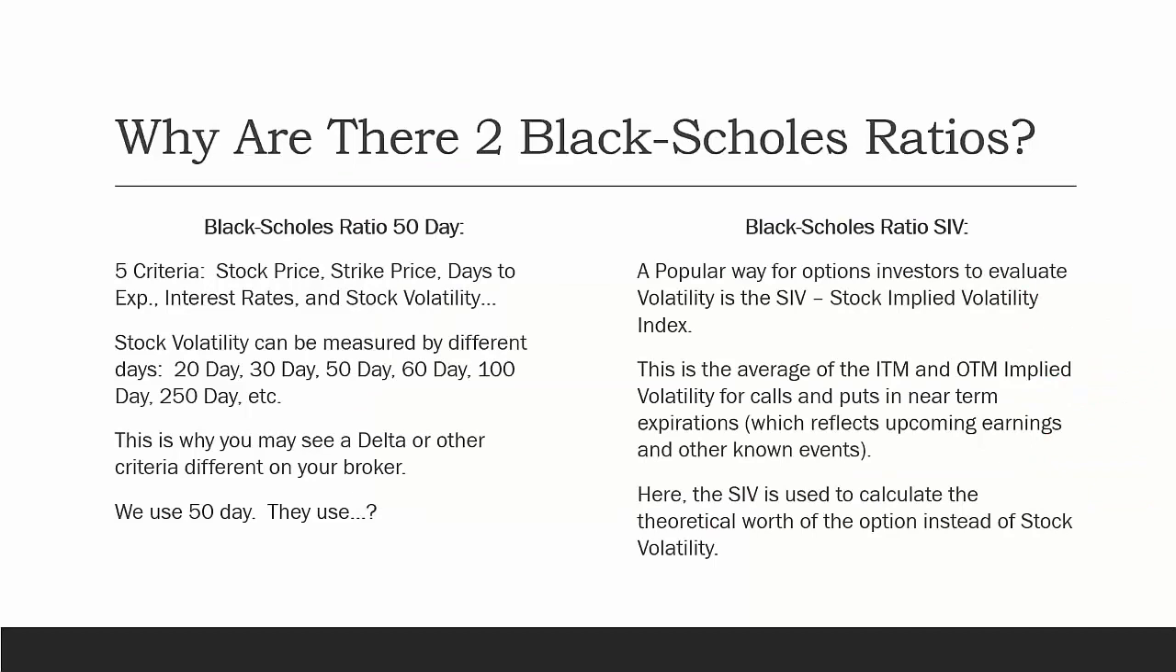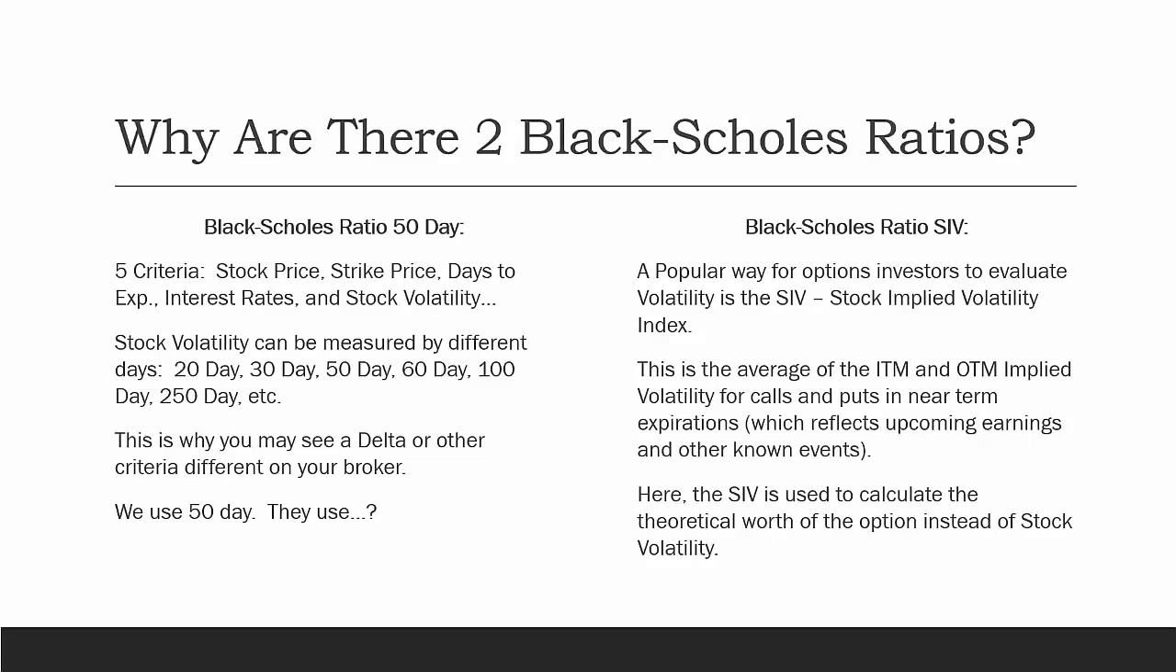What are the two Black-Scholes ratios I've been mentioning? Well, we already talked about how volatility is one of the 5 criteria that's used for the Black-Scholes pricing model, the stock volatility. And this can be measured in 20-day, 30-day, 50-day, 60-day, 100 and 250, and so on.